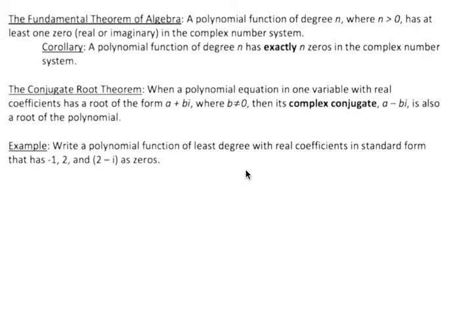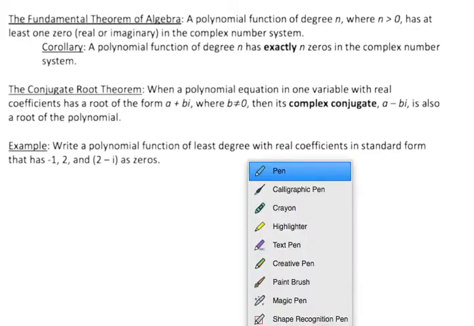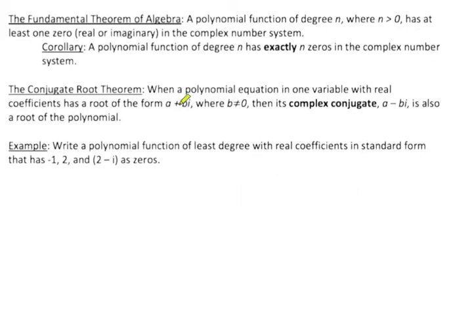You also have another theorem here that's called the conjugate root theorem. This theorem says when a polynomial equation in one variable with real coefficients has a root in the form a plus bi, so it's important that we focus on that as our format, a plus bi, where b does not equal 0. If b equals 0, then that number would not have an imaginary component. Most of the numbers that we deal with each day are real numbers. All real numbers have a b of 0, so you don't see the imaginary part. But we're focusing on those that do have an imaginary component.